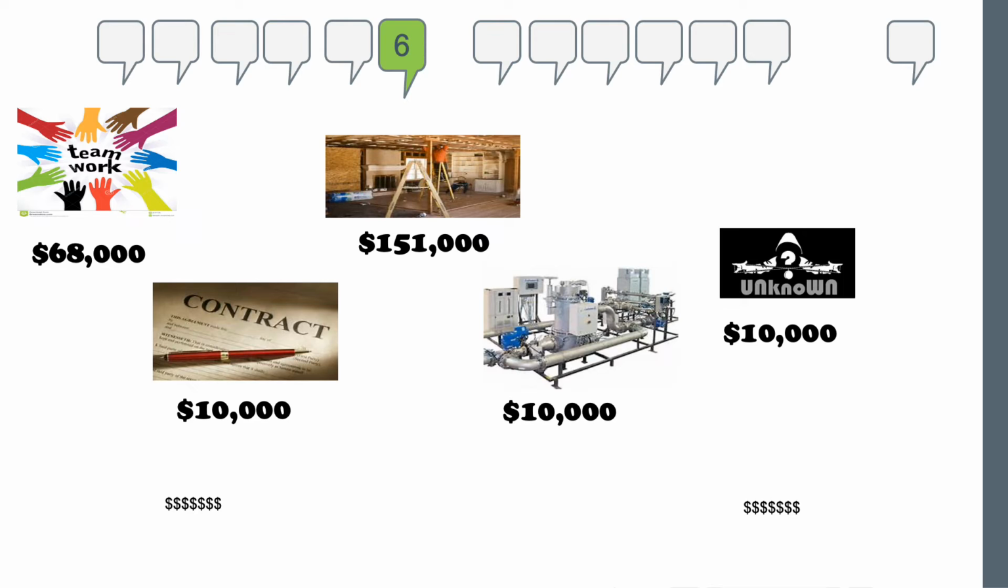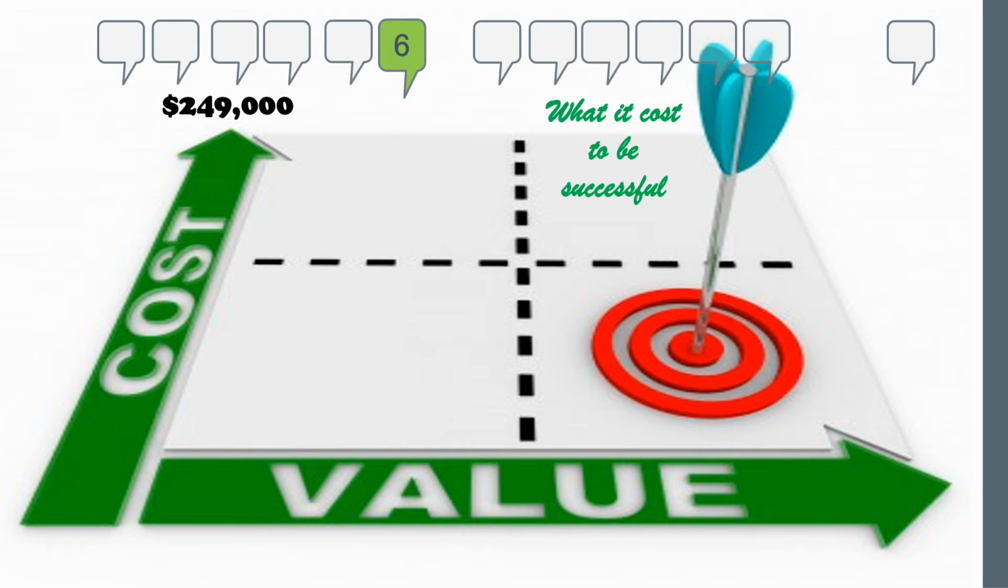For the unknown, for example, we're going to put that into a contingency fund and we won't draw on that until such time as that actually happens. This gives us a grand total of $249,000. So that's what it costs. $68,000 for team, $151,000 for the renovations, $10,000 for contracted service, $10,000 to move the equipment, and $10,000 for the unknown.